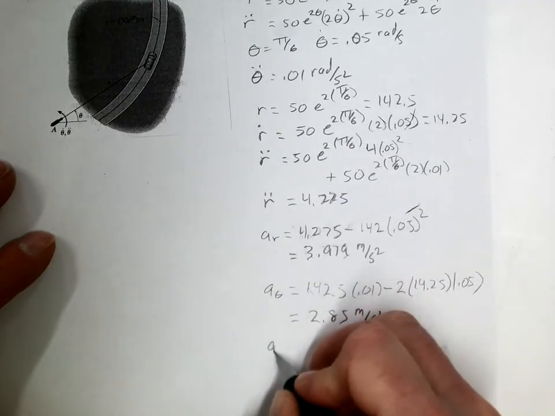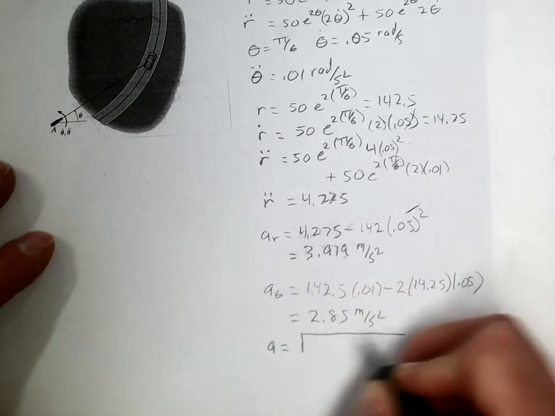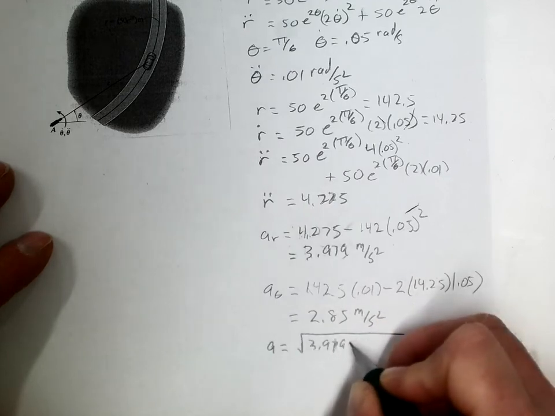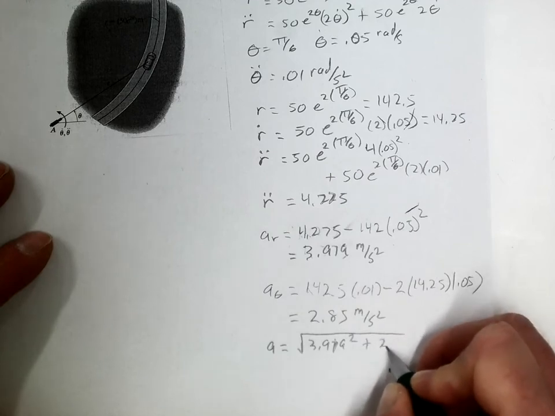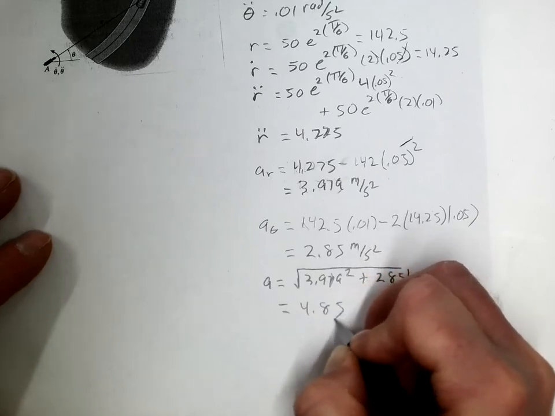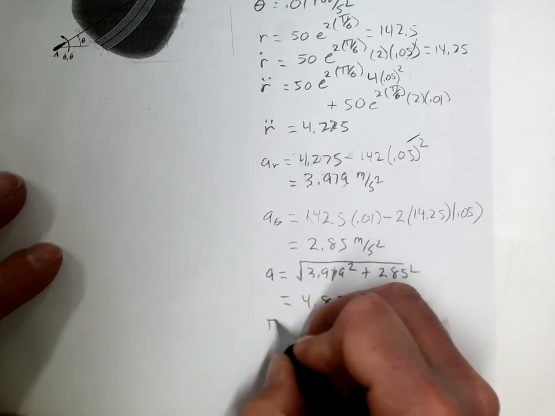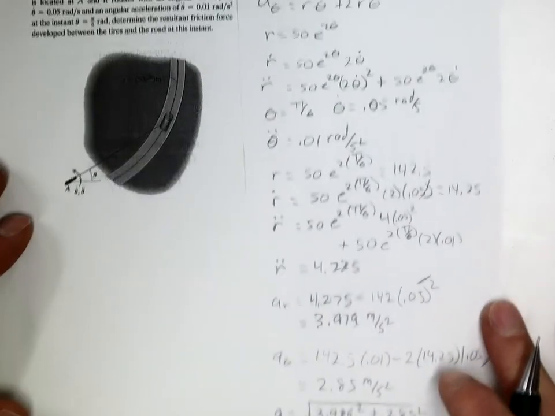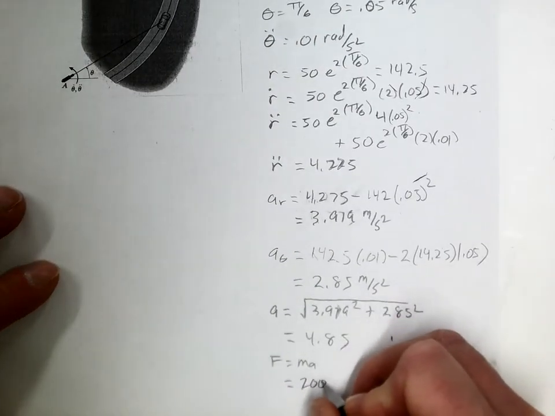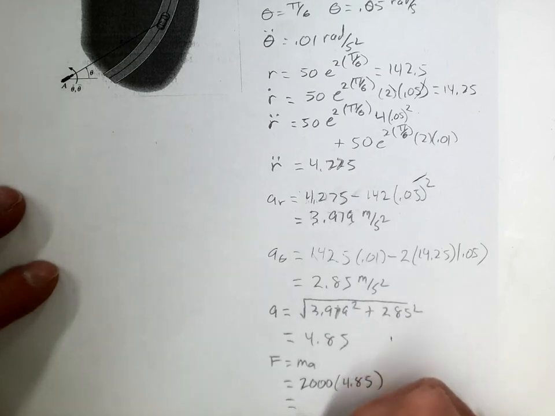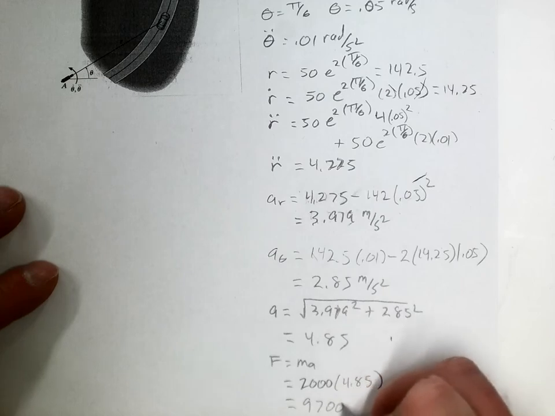So the magnitude of a is the square root of 3.919 squared plus 2.85 squared, which equals 4.85. F equals ma, and we have the mass of the car is 2,000 kilograms, and the a is 4.85, and the force is 9,700 newtons.